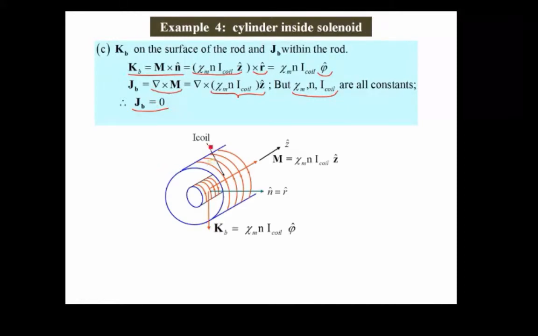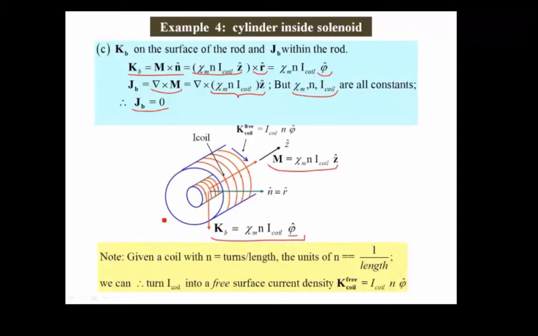A picture of these currents would look like this. We have this I coil running around in the solenoid turns. We have an M which points along the z direction and is equal to this. We have a surface current on the surface of the magnetic material, along the phi hat direction, and I've shown you the direction of that current. The magnitude and direction of that current is given by the expression that we have here.